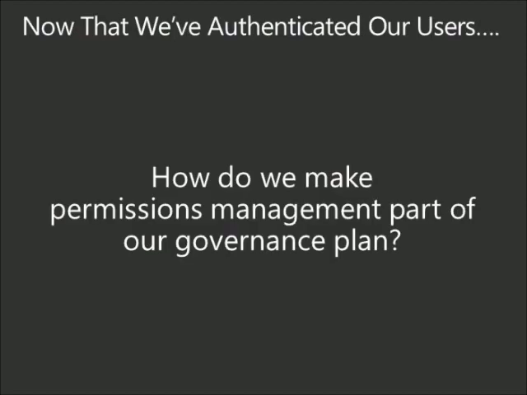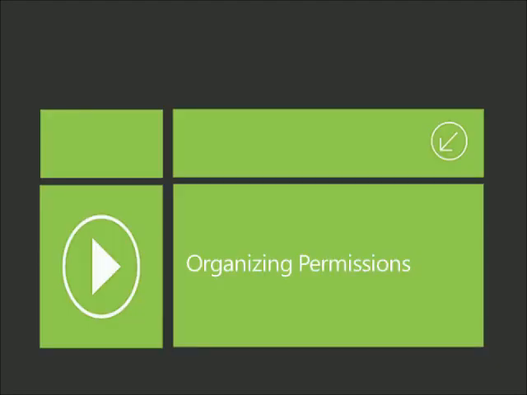So you've proven that you're able to log into the system. I know there's a lot more detail behind that. I just wanted to cut through that at the top level. So, how do we make permissions management part of the governance plan? Okay, we know that our users are authenticated, they can get in the system. How do we then set up permissions from there?